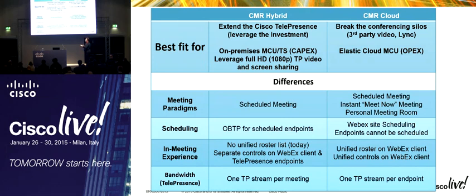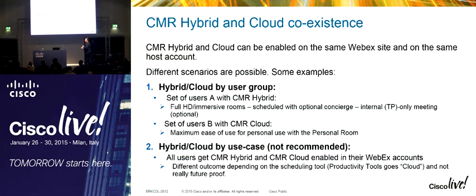Of course, with hybrid, we are using the local bridge for serving the TP users, and then one connection to the cloud, right? With cloud, you will have one stream per endpoint. So another point to remember when sizing and designing the solution. But this doesn't mean that you have to choose one or the other. We can also see when the solutions can coexist.